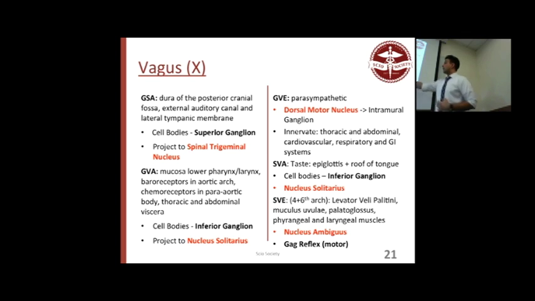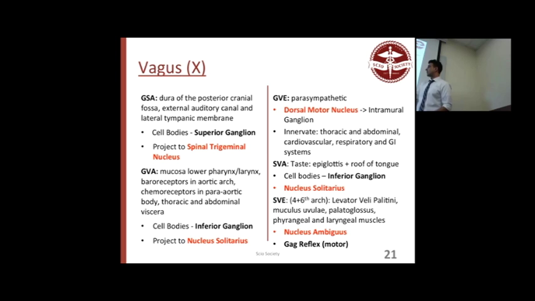Okay. SVA, your special visceral afferent is going to be your taste. It does the one third, like the dime shape on the back, or whatever quarter shape on the back, as well as doing the epiglottis as well. SVA, GVA, inferior ganglion, nucleus solitarius.